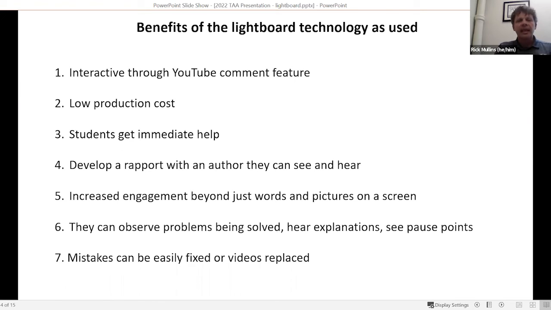The other thing that happens through that interactivity of the comment feature is we do make mistakes. As I said, these videos have low production cost and relatively low time intensity. So there was one situation earlier this semester where a student noticed that we had added one too many carbons in one of the videos.